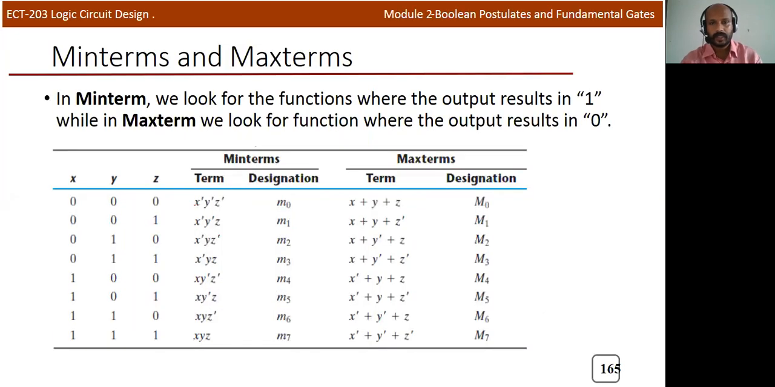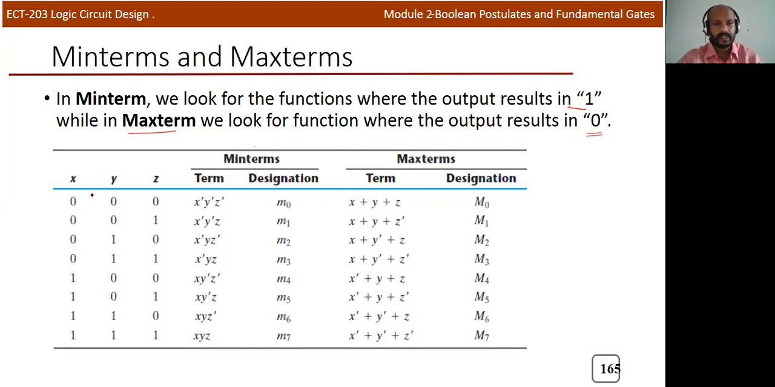Before going to the K-map simplification, I will give you a brief review of min terms and max terms. This was already explained in the previous lecture, I think lecture 12 or something. For a min term, we look for the function whose output is 1. When the function gives output 1, that expression is known as a min term. A max term is the expression which gives you a 0 result.